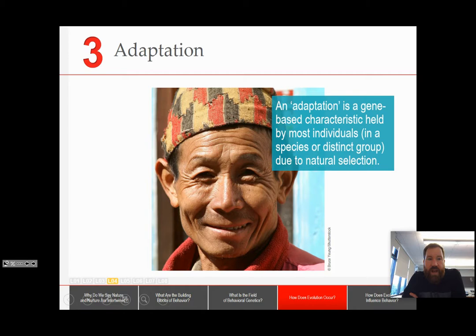Again, adaptations have to be caused by genes, right? This is something else to be focused on. It has to be a genetic characteristic because it's related to evolution, not a nurture thing, not a gene expression, not a phenotype, but it has to be a change in genotype.